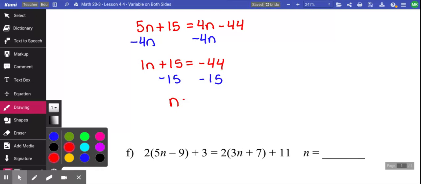And I have 1n equals, oh, I thought you had it over there, negative 59. I told you. Yeah, I know, you had it right off the hop. So negative 44 minus 15, you throw it on your calculator, negative 59. That is your answer. If you want, you can write the 1 there. You don't have to. If you want, you can even divide that 1 to the other side to make it just n, if that makes you feel better. And it would still be negative 59.